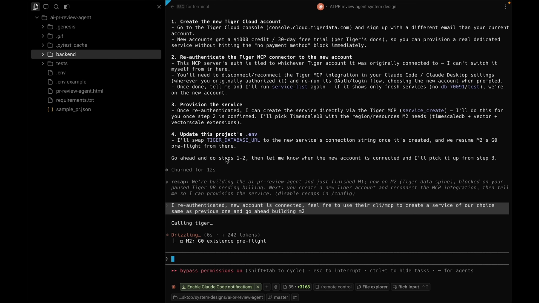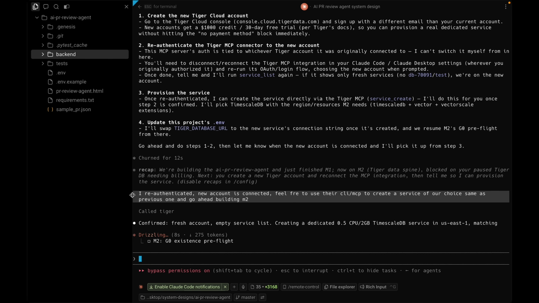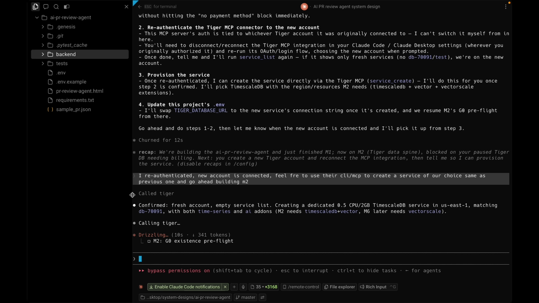I'm going to close this loop and just wait. It called the Tiger, which means MCP. It is calling the Tiger once again. It is creating a dedicated CPU. As you can see, time series AI add-ons such as TimescaleDB plus vector, and later we need pgvectorscale as well, as per our design principles.